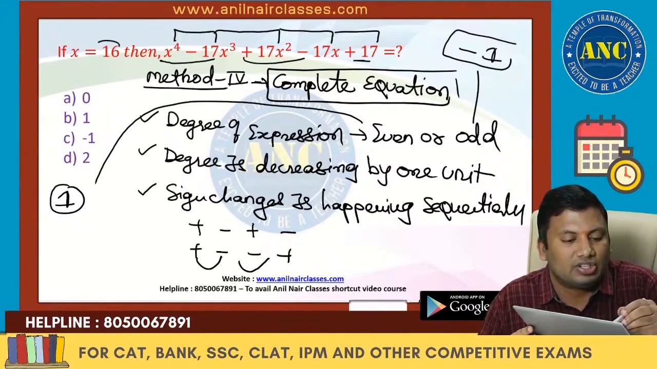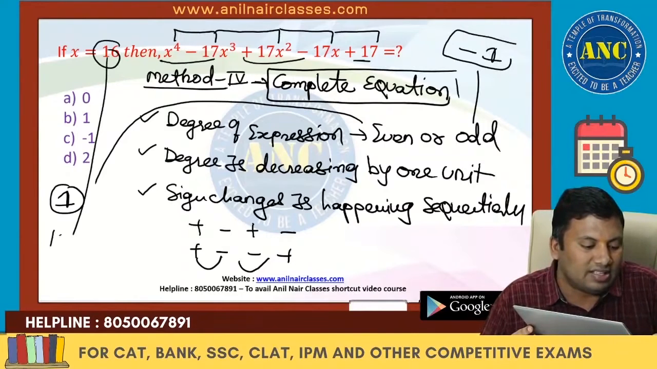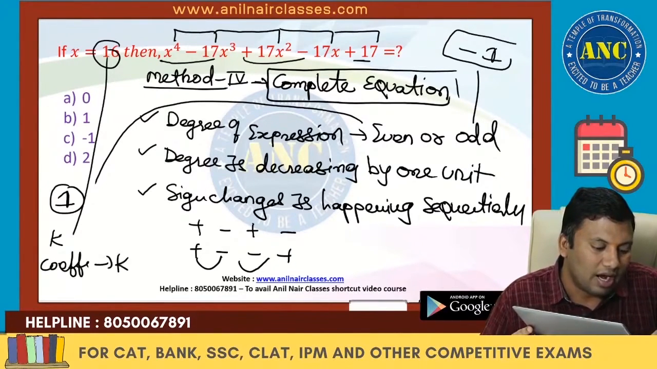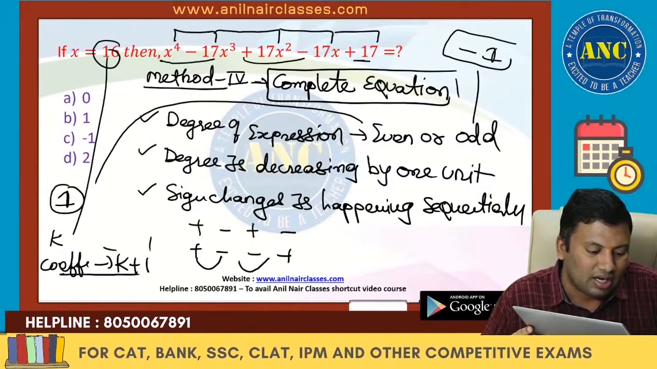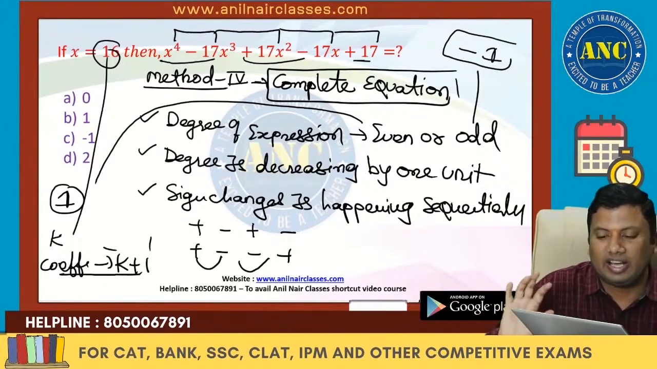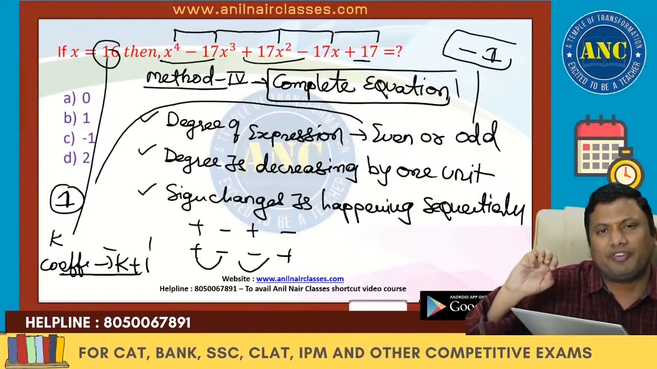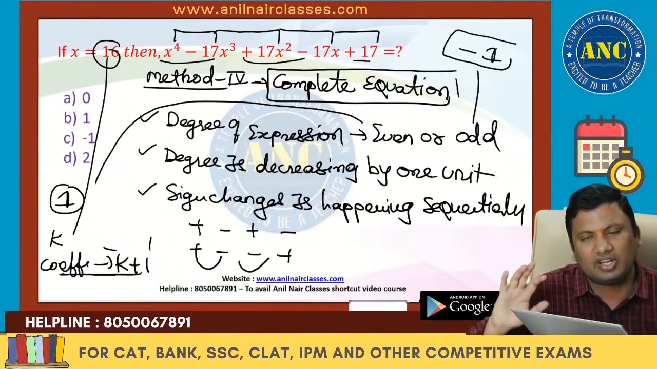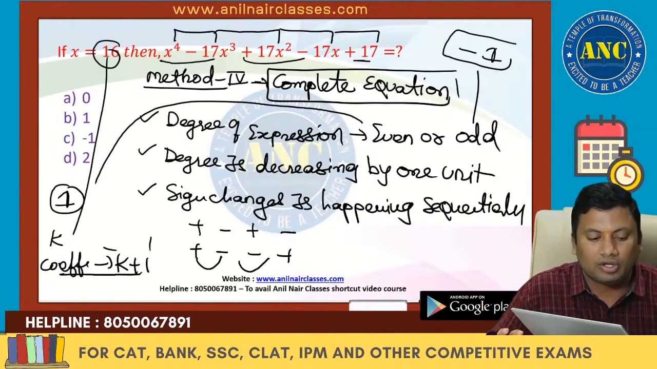Under one condition: if the value given is k, the coefficient values are k plus 1, k plus 1 and so on. This is taken from the Hall and Knight higher algebra book. It is a little complex to understand, so we'll go with methods 1, 2 and 3.